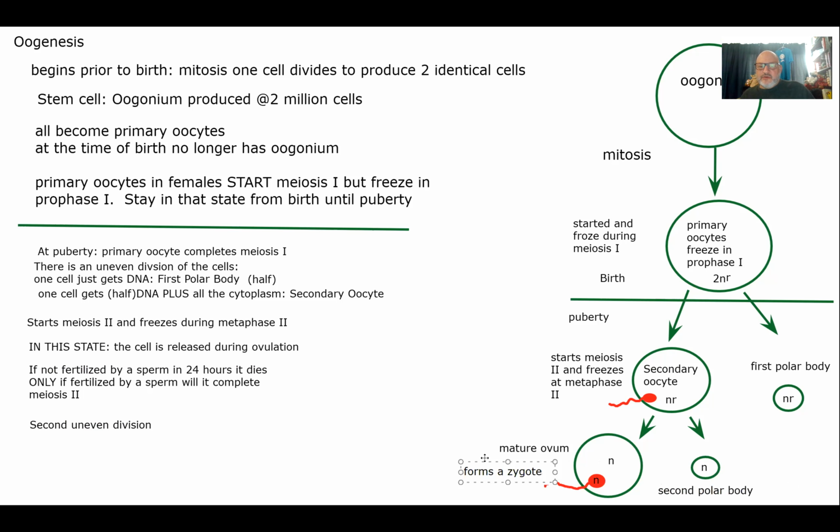So notice you never get a mature ovum by itself. The only way you get a mature ovum is if it is fertilized by the sperm, in which case it's automatically going to become a zygote. So again, one cell gets chromosomes only. One cell gets DNA and all the cytoplasm.